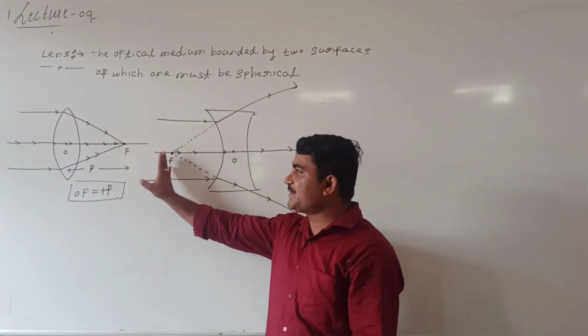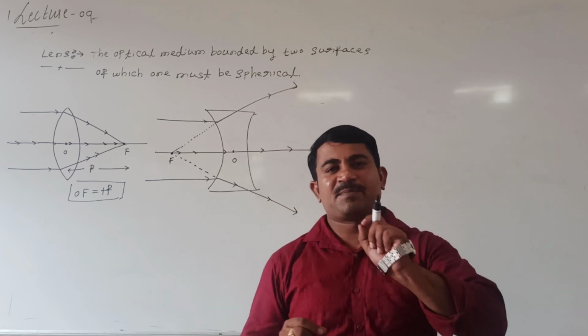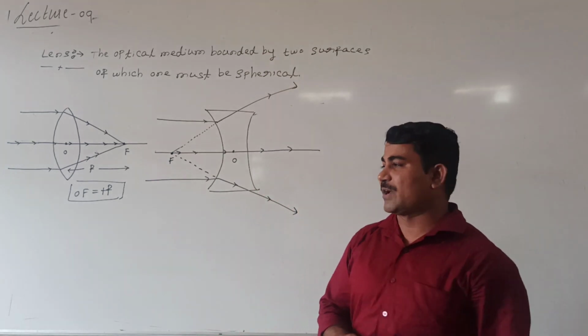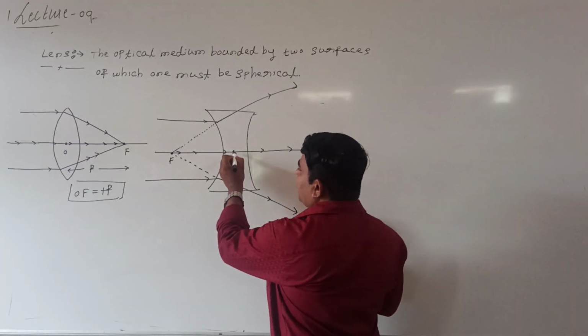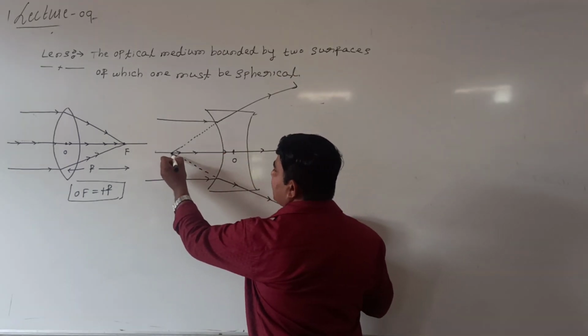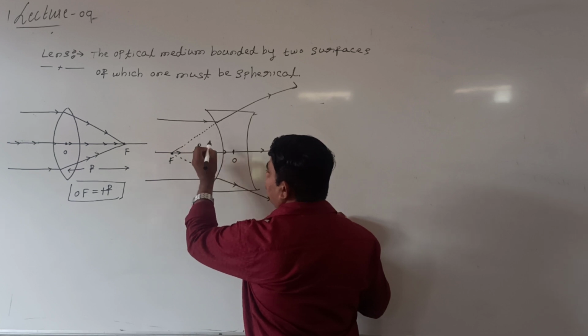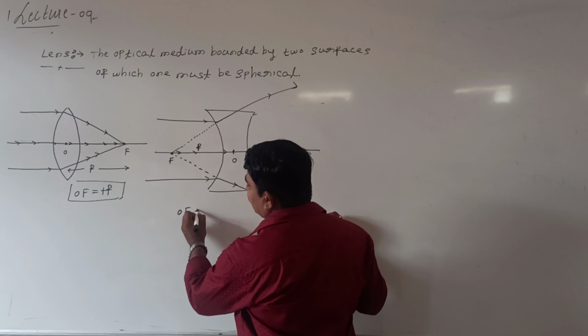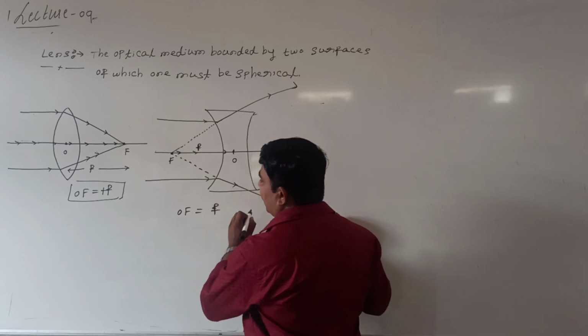What is principal focus? After refraction, if the rays of light meet on the principal axis, that point we are calling principal focus. Now, the distance between optical center and principal focus, what are we calling this? This is focal length. This OF I can take as focal length, but how to take the focal length here?